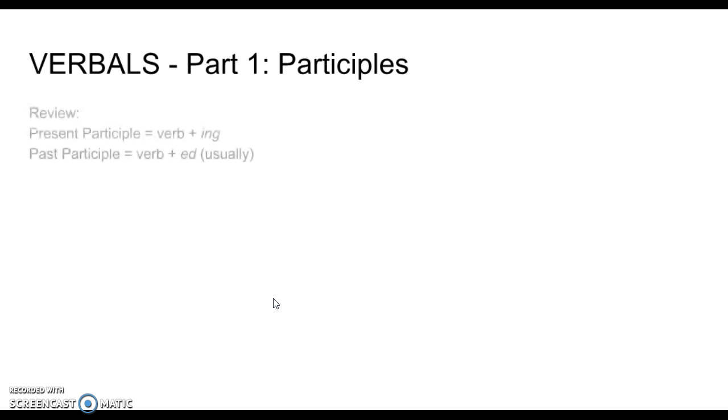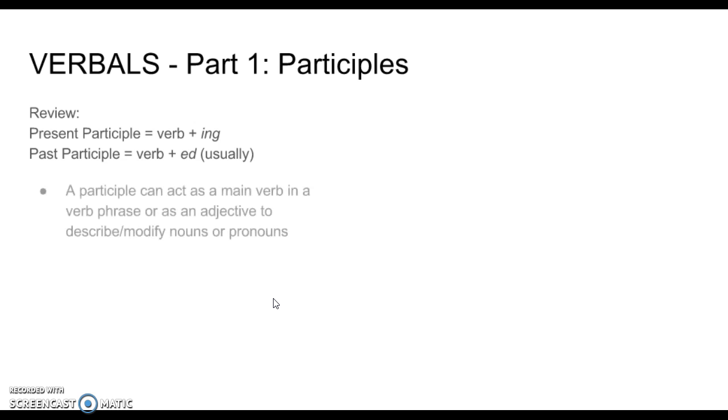Anyway, let's review. A present participle is a verb plus ing, and a past participle is a verb plus ed. Usually there are exceptions to that rule when you have irregular verbs, but for the most part, think ing and ed. So that means a participle can act as the main verb in a verb phrase or as an adjective to describe or modify nouns or pronouns, thus making it a verbal.